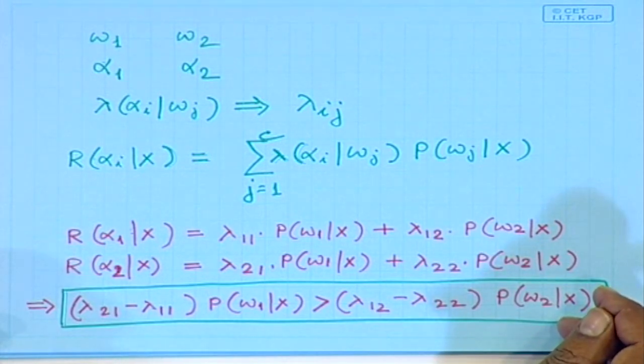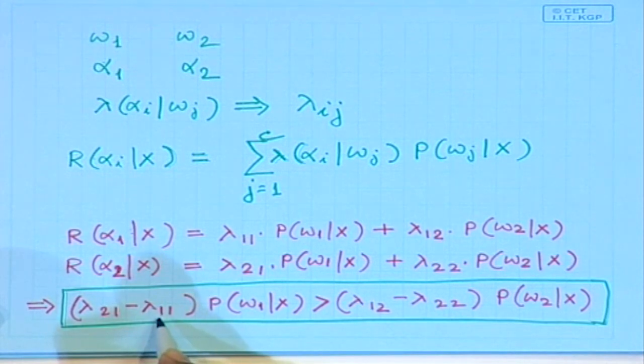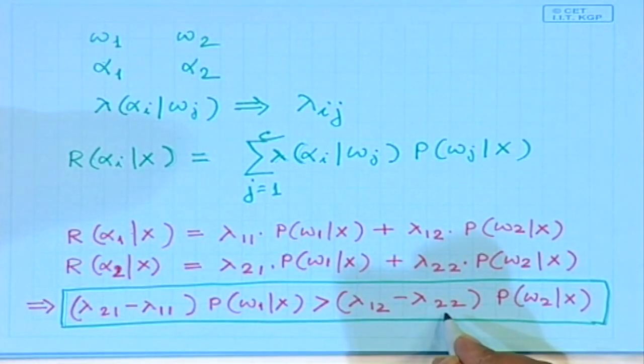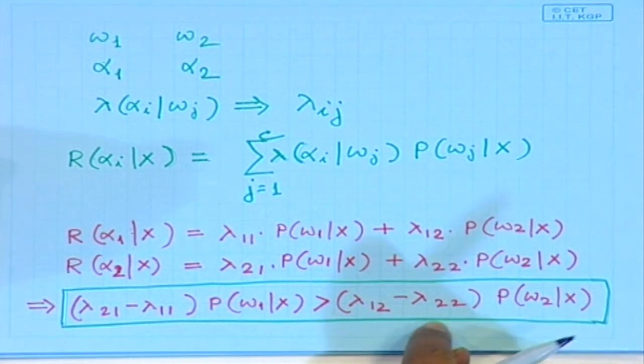Now, over here you find that this lambda 1 1 means taking an action alpha 1 when the true state of nature is omega 1. And as we are saying that in our case, taking an action alpha 1 means deciding that the object belongs to class omega 1, we are taking the correct decision. Similarly, lambda 2 2 is the loss incurred for taking an action alpha 2 when the true state of nature is omega 2. So, this is also a case when we are taking a correct decision. So, this is the loss involved for taking correct decision.